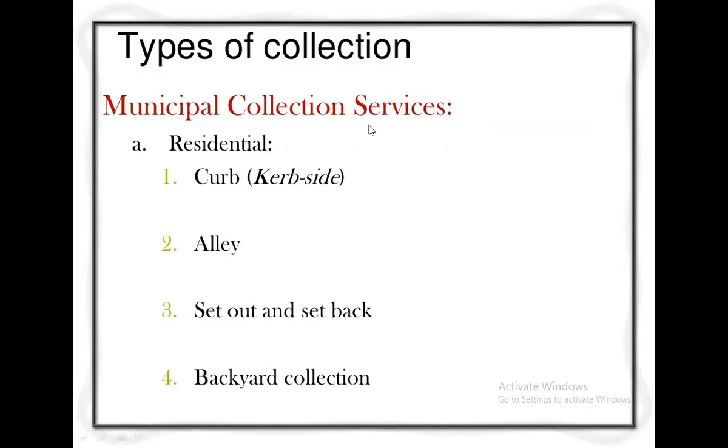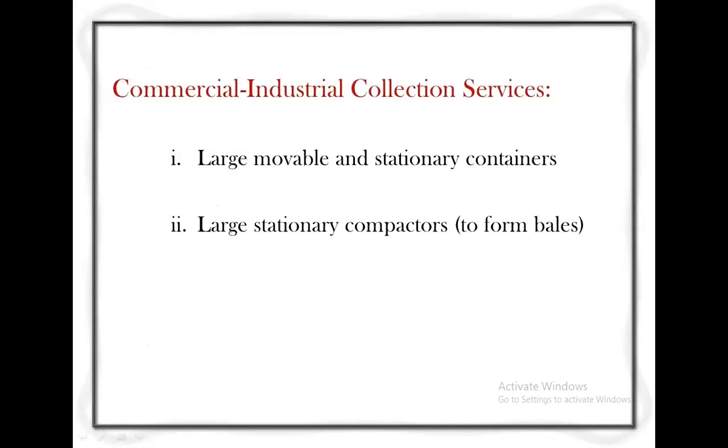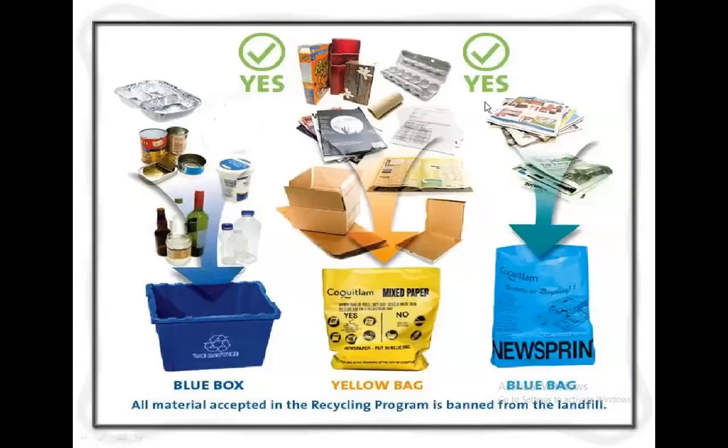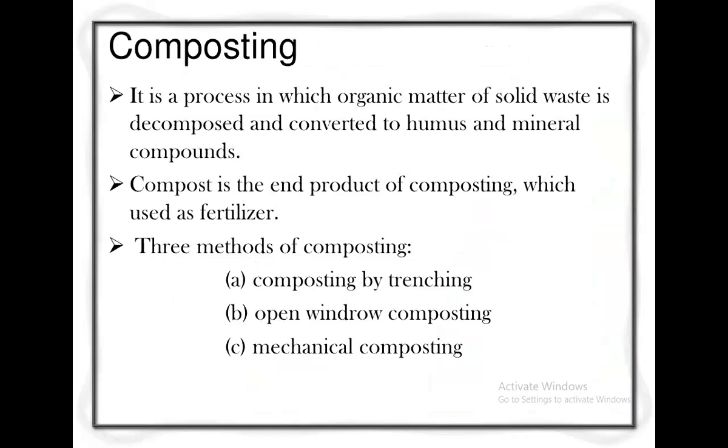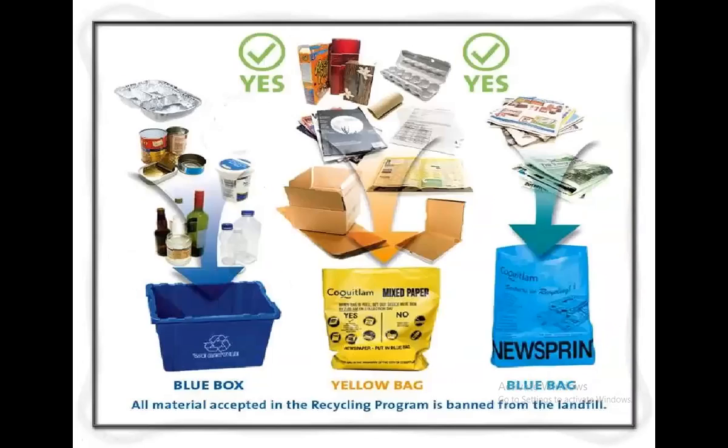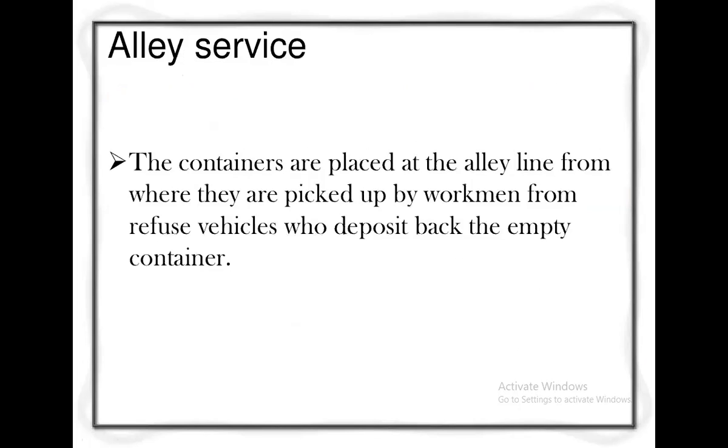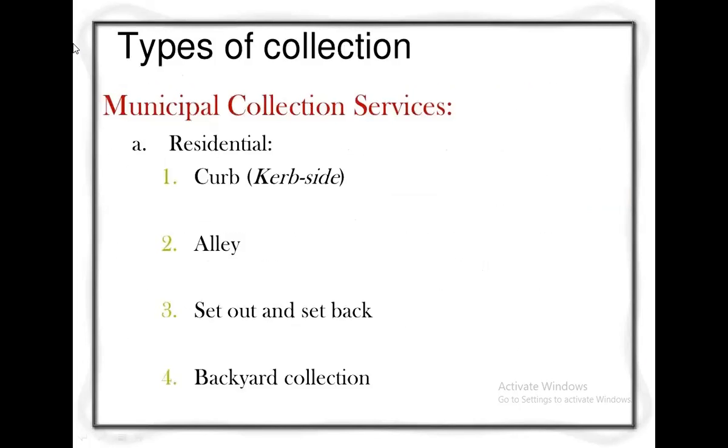Types of collection include municipal collection services and commercial industrial collection services. In the first type of collection, how is it collected? Municipal collection services include residents from the residential areas.